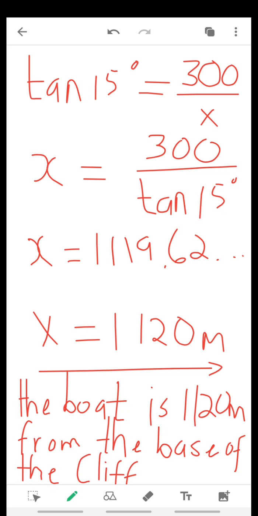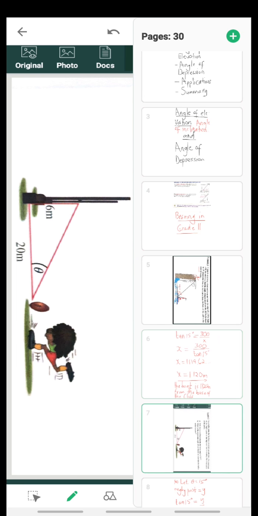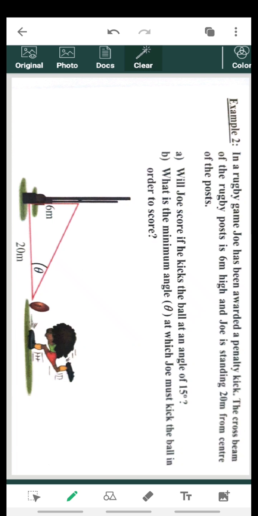Then when you punch that into the calculator, it gave me 1119.62. Okay, but remember, this is to 2 decimal places, and the question said we must round off to the nearest meters. Okay, therefore, this will be 1,120 meters. So the boat is 1,120 meters from the base of the cliff. This is the distance between the base of the cliff and the boat. Well done.